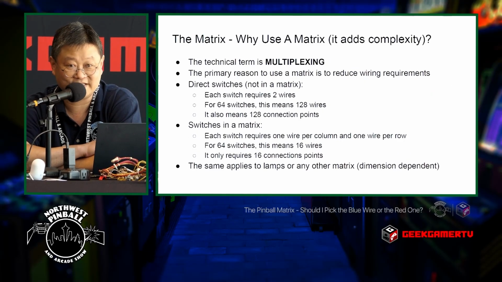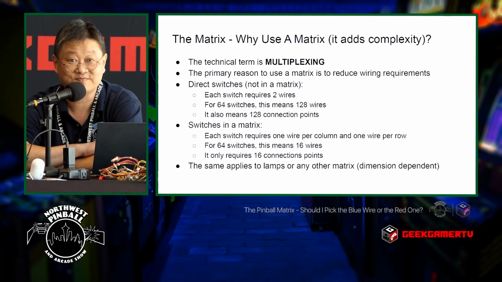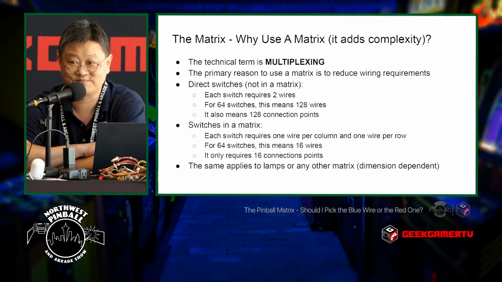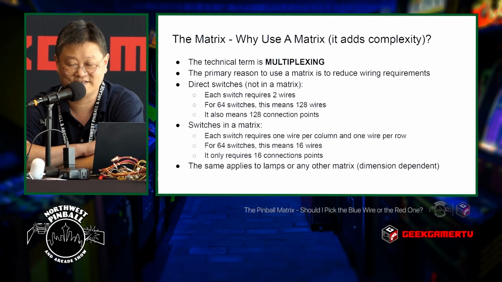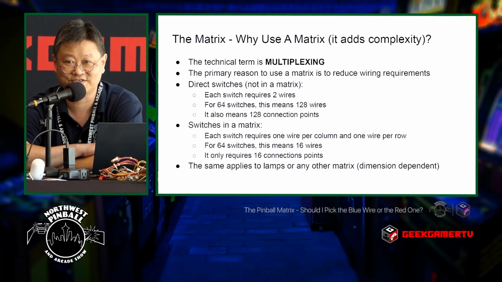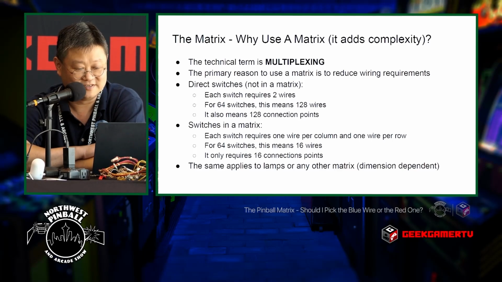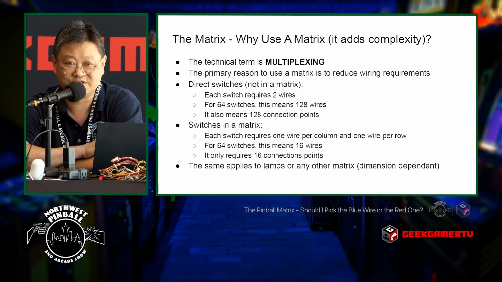Okay, so let's start getting into the guts of this. What is a matrix and why use it? Because clearly it adds complexity, because people post questions about how this matrix thing works all the time. Why don't you just keep it simple? The technical term for a matrix is multiplexing. It's transmitting data in a switched manner.